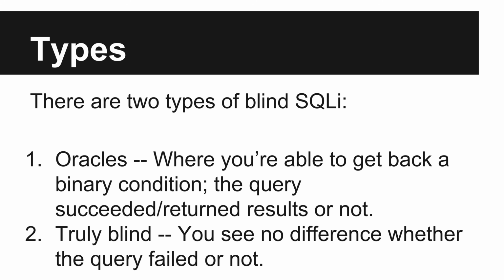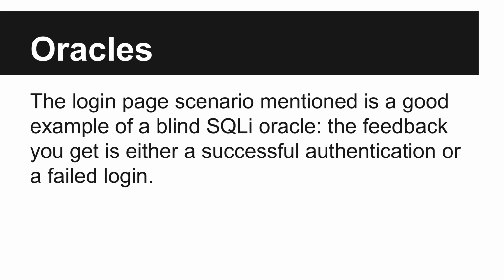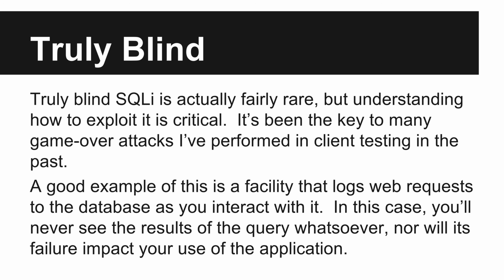There are 2 types of blind SQLi: oracles, giving a binary result back, or truly blind, giving no differences in behavior whatsoever. The login page I mentioned is an example of an oracle. You get back a single bit of data for each query, pass or fail. Truly blind SQLi happens a little less frequently and is a pain to exploit, but it's still totally doable. A good example is of a logging system where web requests are dumped into the database as you interact with it. You'll never see the results of these queries, and any failures will not impact the functionality of the application.